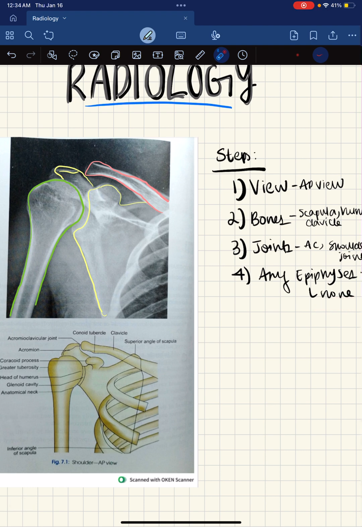So when we are giving a summary of this X-ray, this is a plain X-ray in the AP view, which is showing the shoulder joint mainly. The bones that are seen in this X-ray are your scapula with the acromion and the coracoid process, the head of the humerus articulating with the glenoid cavity, and the clavicle. The major joints seen in this case are your shoulder joint and the acromioclavicular joint. And there are no epiphyses in this case.